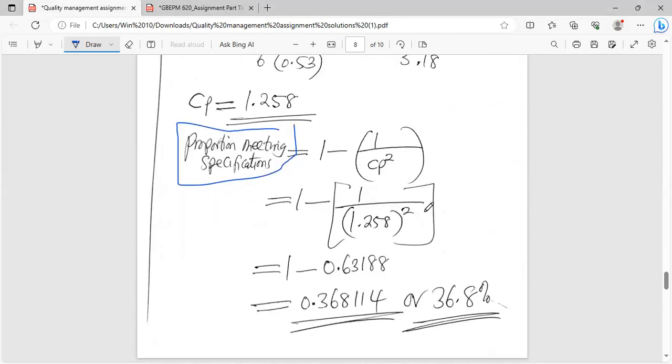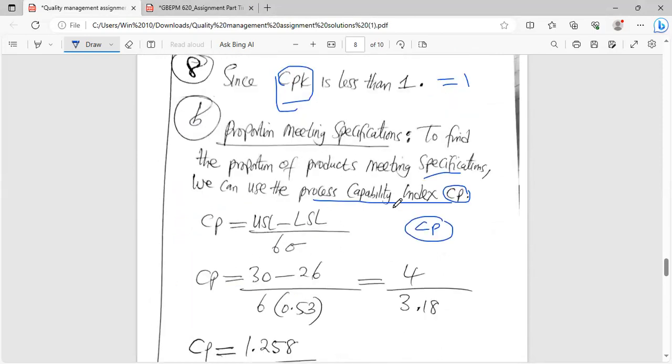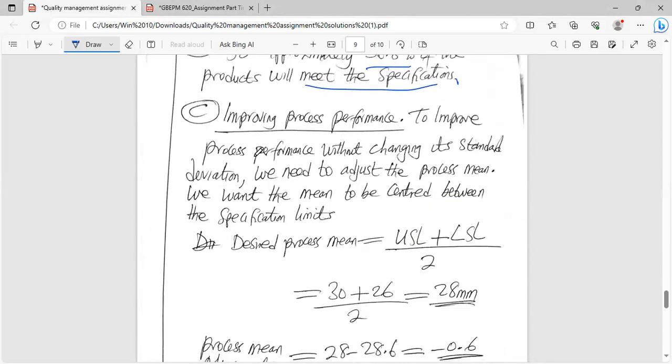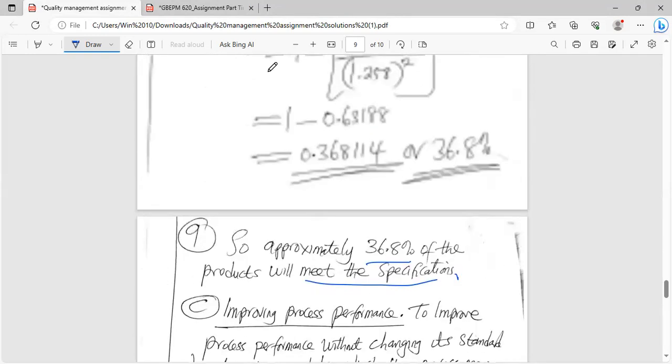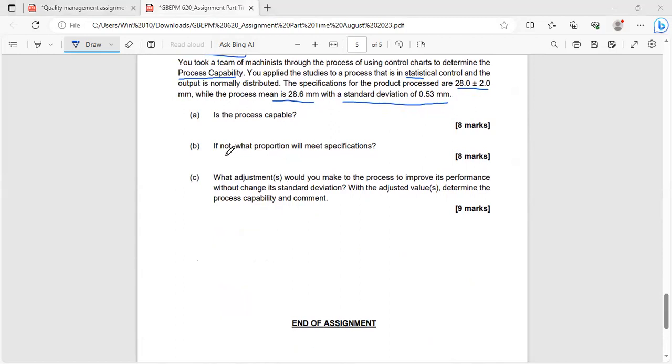36.8% of the products will meet the specifications, just using this process capability index and substituting it in this equation. So how do we improve the performance? The other question says, how can the performance be improved? So the proportion meeting specification is 36.8%. Then what adjustment would you make to the process to improve its performance without change of standard deviation?